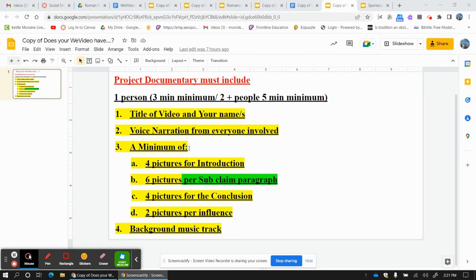So here's what we're looking at. If you are making a video, there needs to be at least a minimum of 4 pictures from the internet in the thesis introduction. Okay? The hook and the thesis, a minimum of 4. So while you're reading your hook and your thesis, these 4 pictures need to be up. So think about 4 pictures that will meet the need. And take your time when you're reading it.